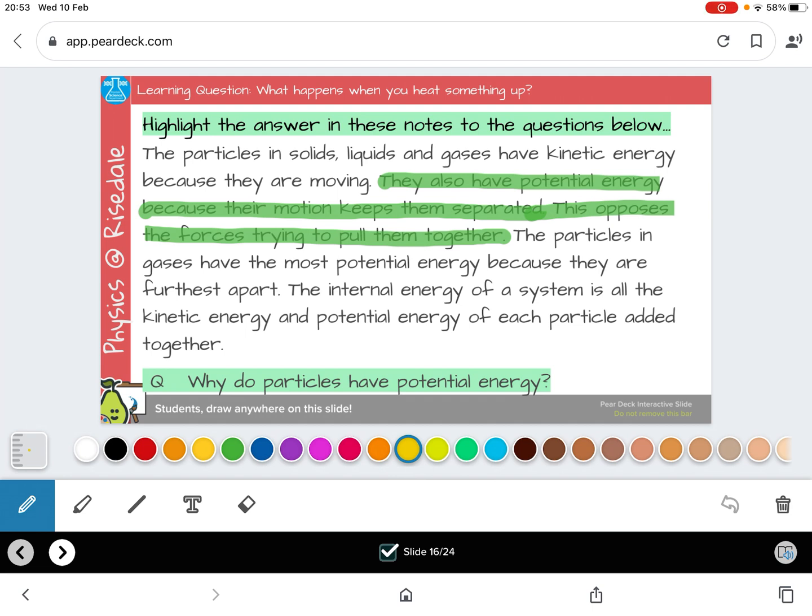To work out the internal energy of a system, you would add all of the kinetic energy and all of the potential energy for each particle together. The bigger something is, the more particles it has, and the more internal energy it will contain.